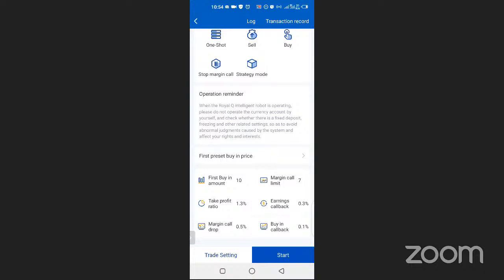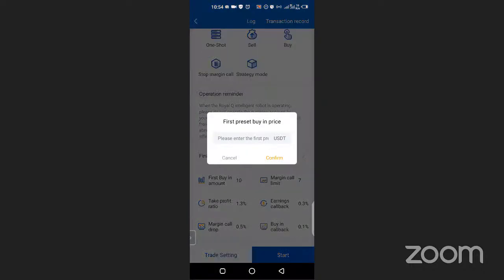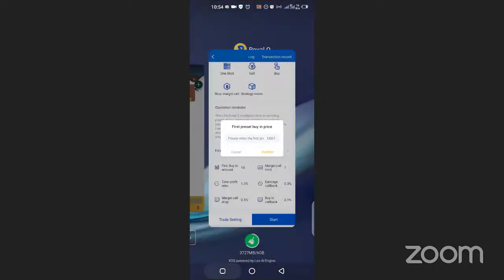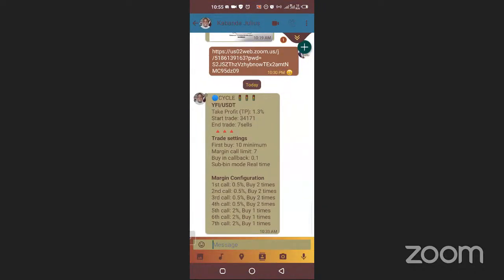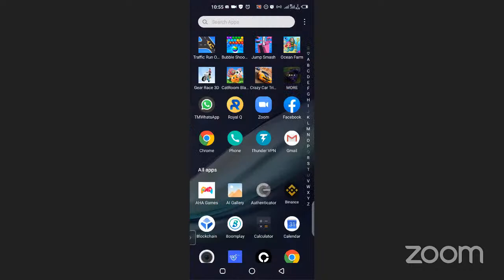After I've saved, I come here on first present buy in price. Now, ladies and gentlemen, this person who has given you the coin, all right? He has a trade. He thinks that if you enter the market when this coin is at that, let me try to see if I could show it to you in Binance.